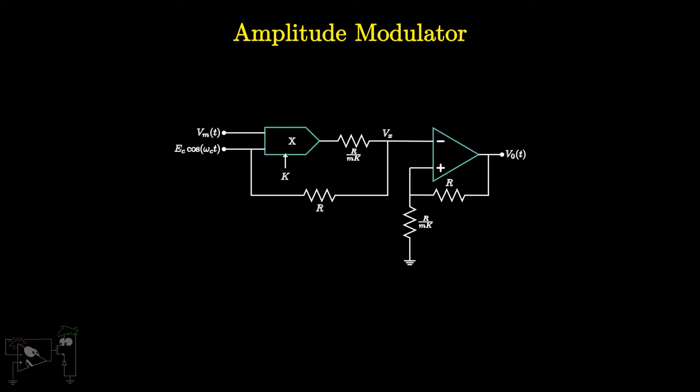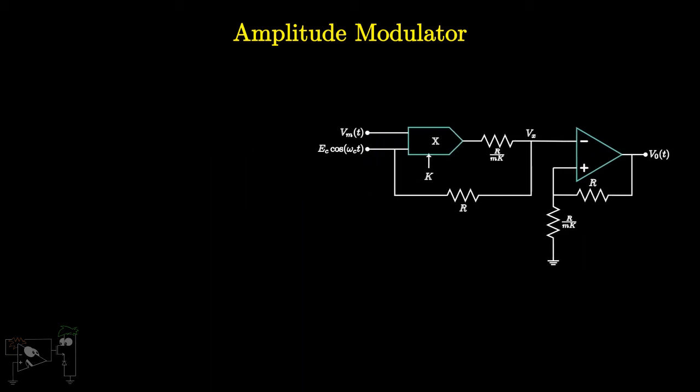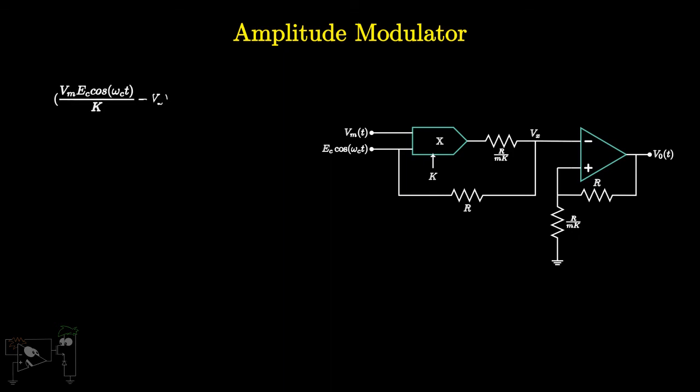Suppose our message signal Vm of t is Em cosine omega mt and the carrier signal is Ec cosine omega ct. We'll refer to the message signal as Vm during the course of our calculations. Writing KCL at node A, we get, simplifying this gives us.